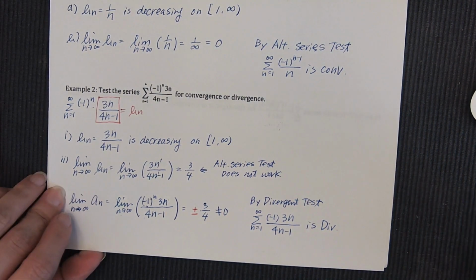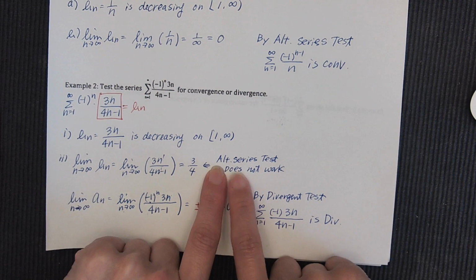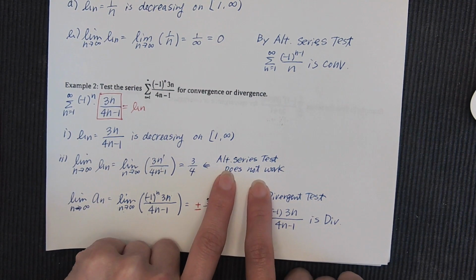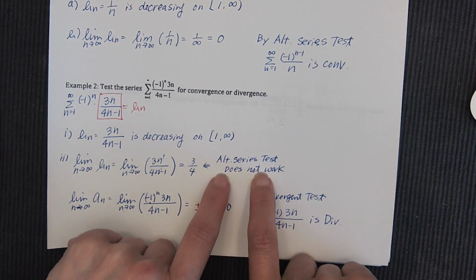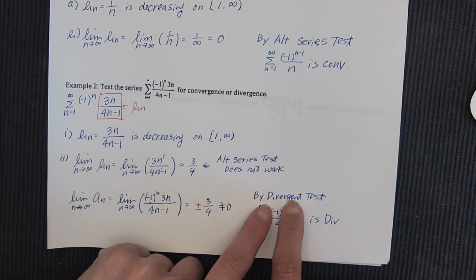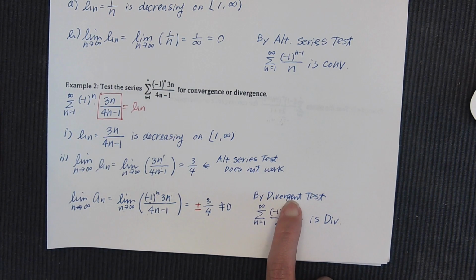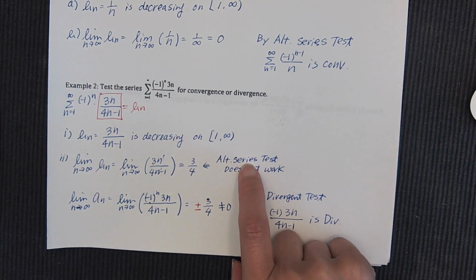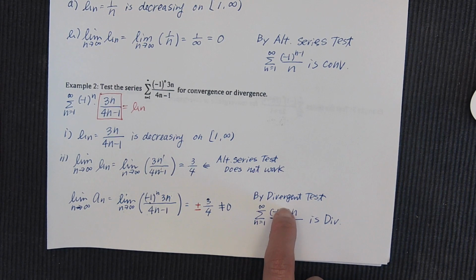So here's the technique you should remember. If alternate series test doesn't work, I'm sure the answer is divergent test. You have to use divergent test. That's the one technique you should remember. If alternate series test doesn't work, let's go to divergent. That's pretty much what we use all the time. You guys good?